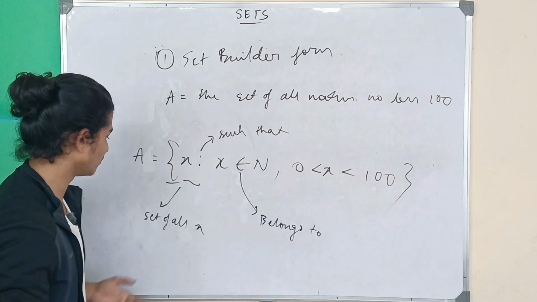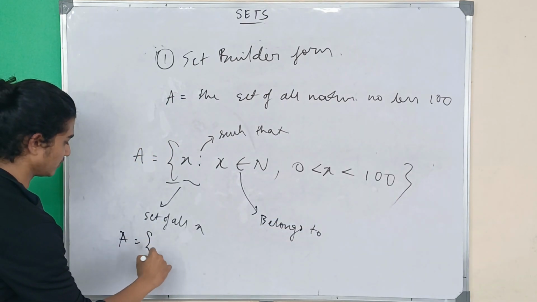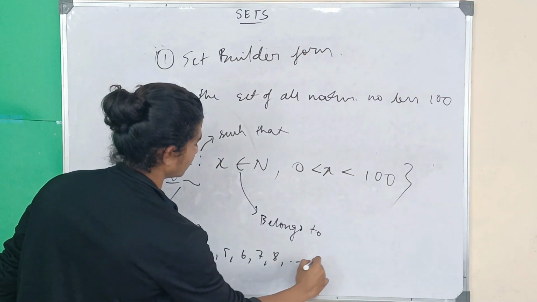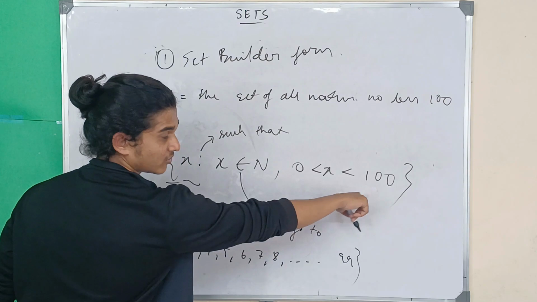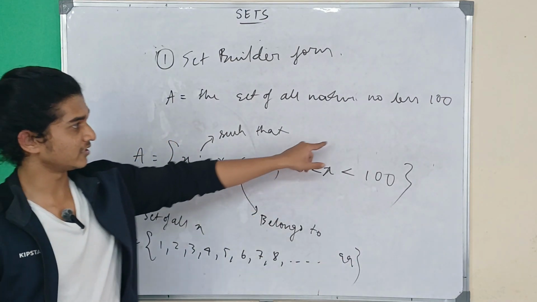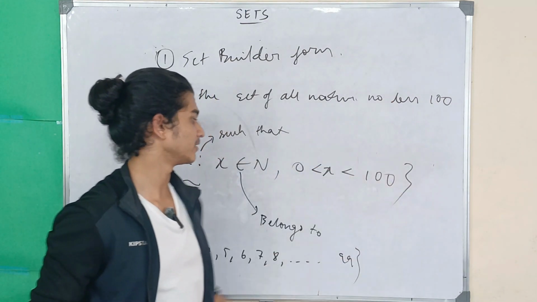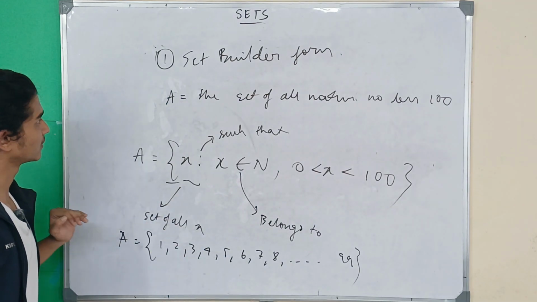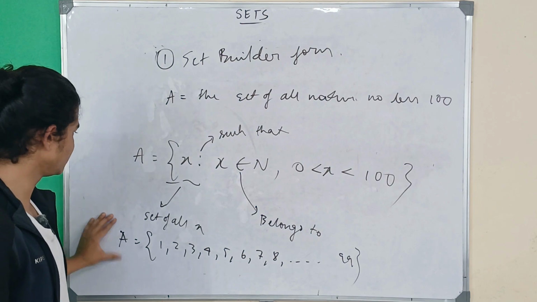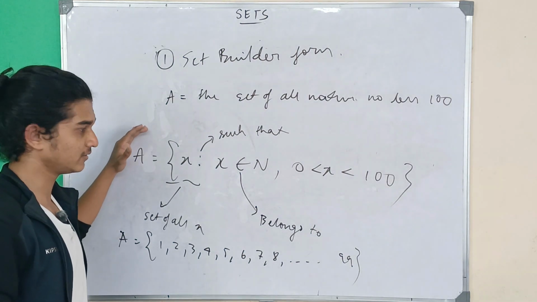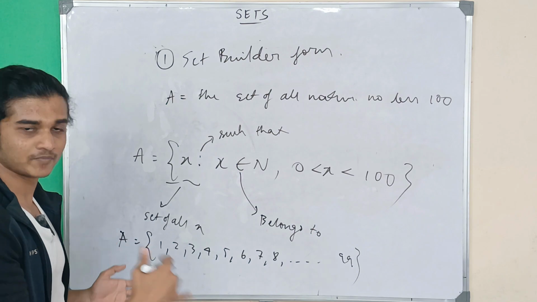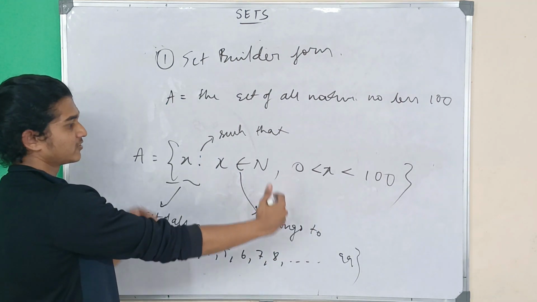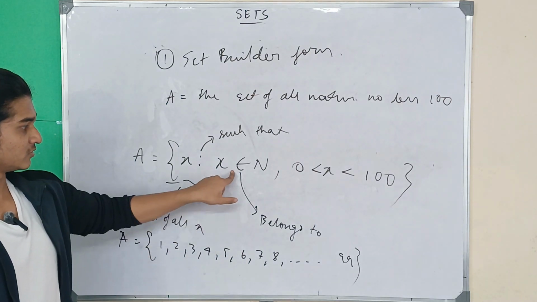If you want to write this in roster form, it's going to look something like this. So A equal to 1, 2, 3, 4, 5, 6, 7, 8, all the way up to 99. Remember, 100 is not included, till 99 it is. They're saying less than 100, not less than or equal to 100, so you should make sure of that. So this is how we write in roster form, and this is how we write in set builder form. As you can see, set builder form is a lot easier to write. Not easy at first, but if you practice, it will become easy. You can represent a very big set in a very short form. So this is belongs to.